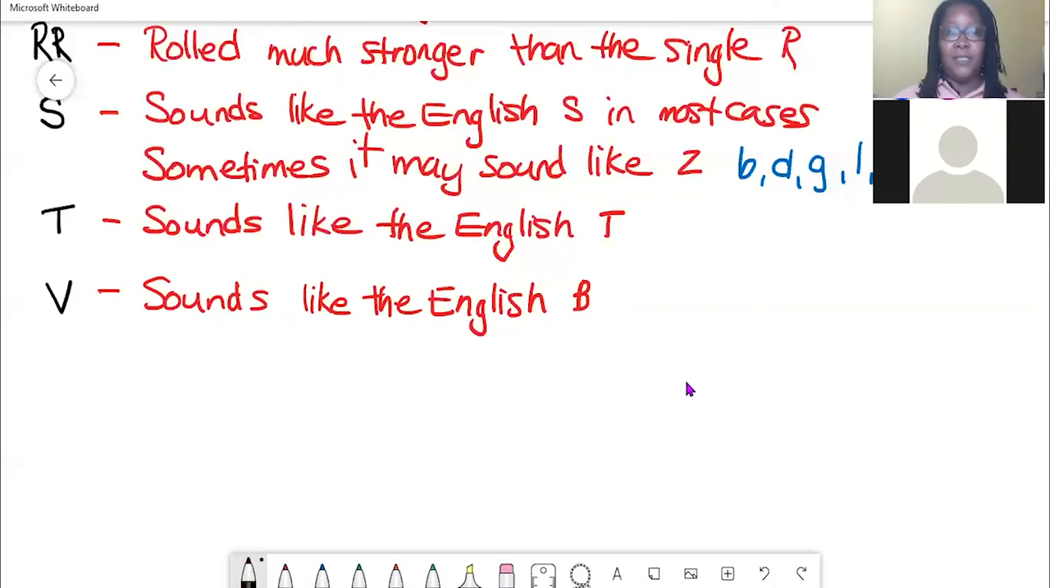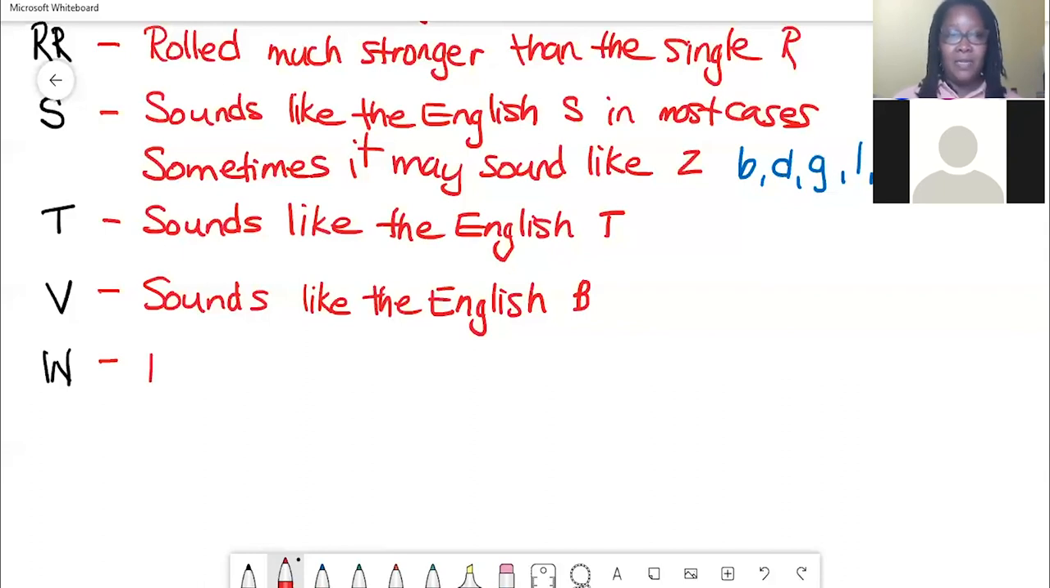And then we have W. Now W is like K, where it is an exchange student. You don't find a lot of Spanish words that start with the letter W. And any words that you find tend to be words that are borrowed from other languages. And sometimes what will happen with the W is rather than take on a W sound, it will take on the V. All right, and then if it's gonna sound like a V with V, it's gonna sound like the English B. So you have to be very careful with that.